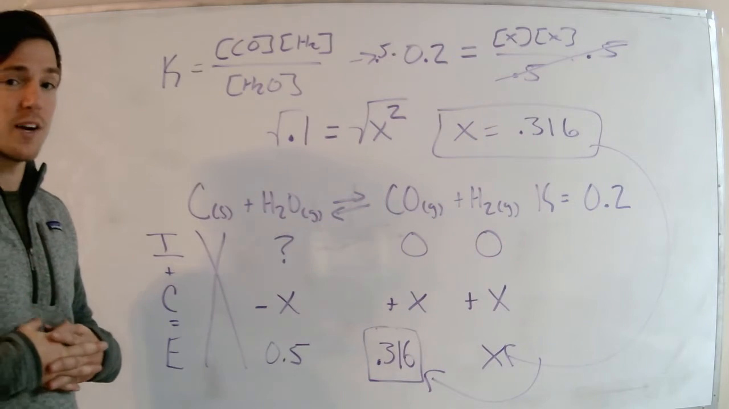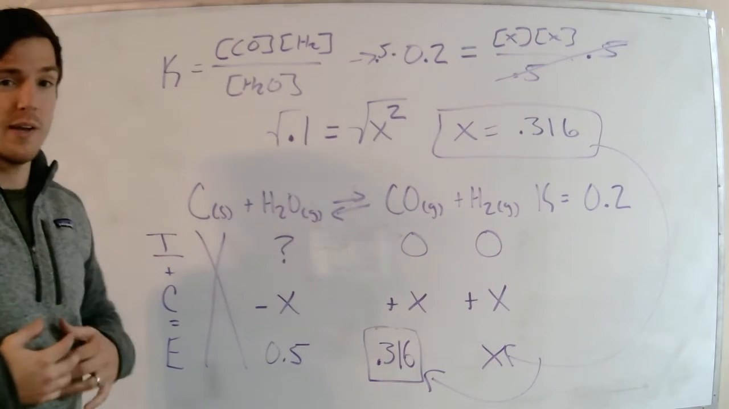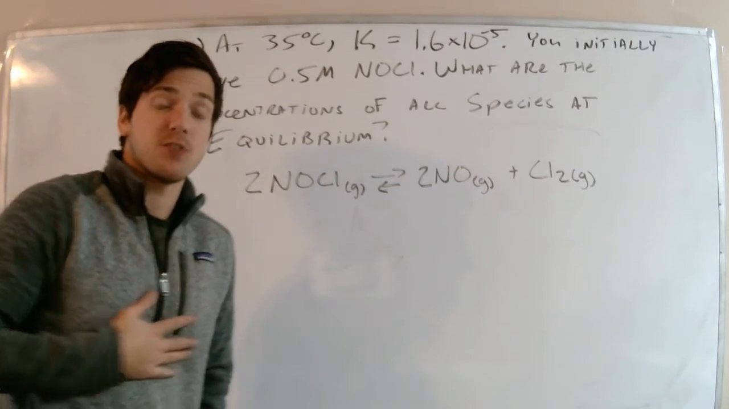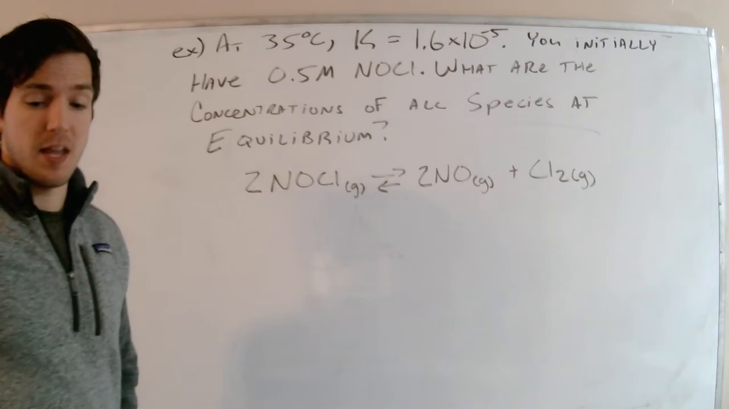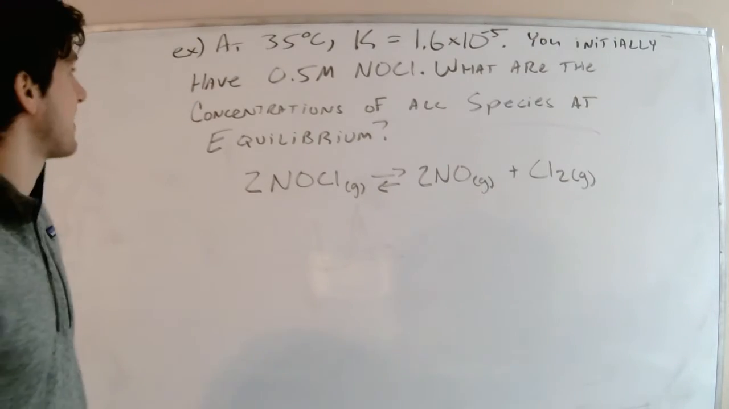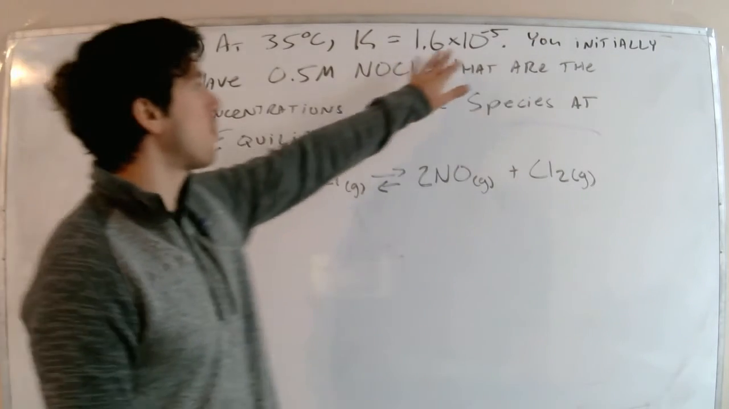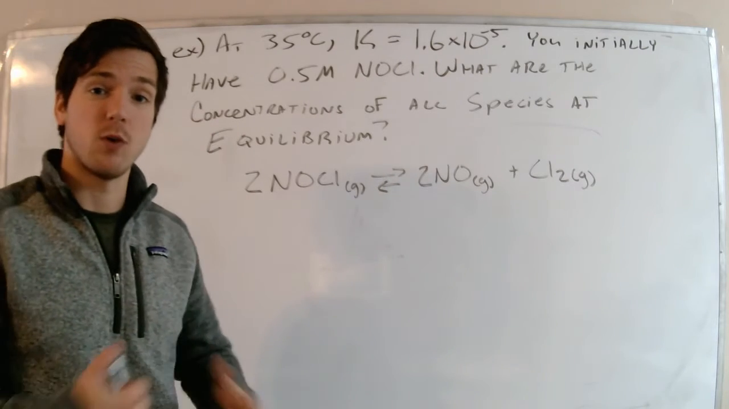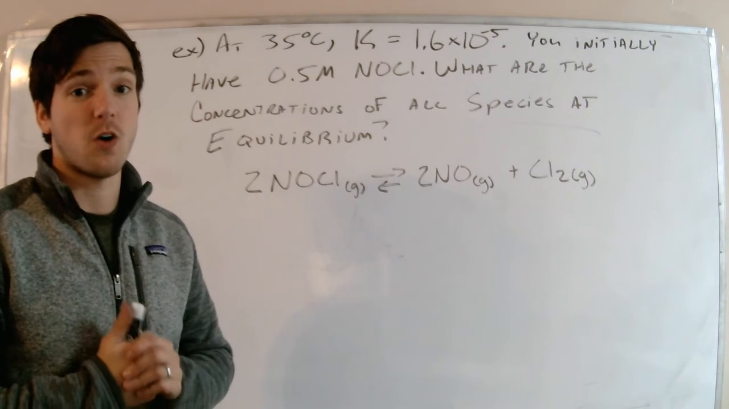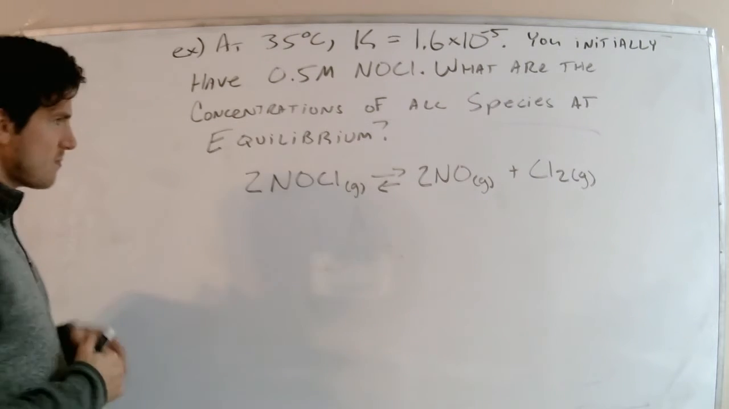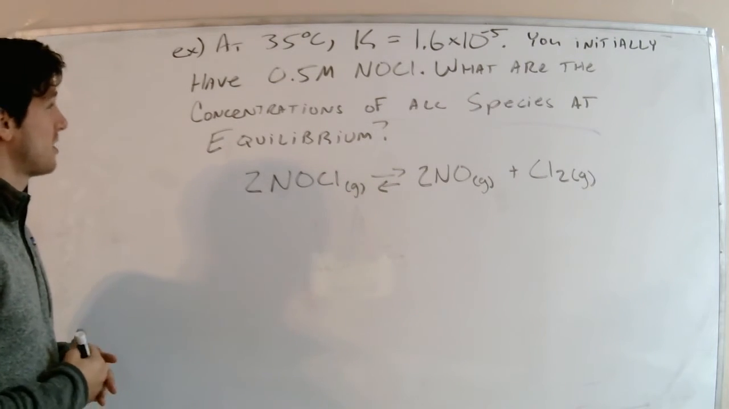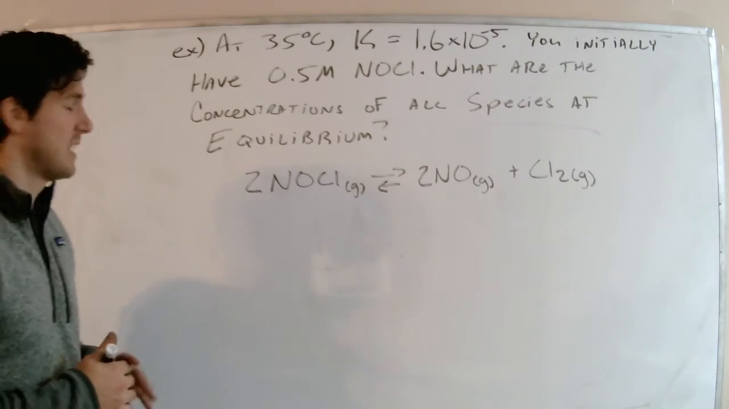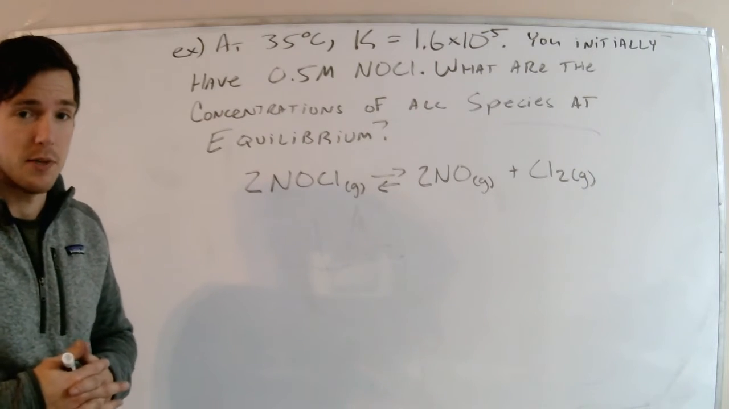Now let's do one where, if we get stuck algebraically at this point, there's a little trick we can do to help us solve the problem. Okay, so here is another example of ice tables. It says at 35 degrees Celsius, K equals 1.6 times 10 to the negative fifth. You initially have 0.5 molar NaCl. What are the concentrations of all species at equilibrium? So it wants to know all the species at equilibrium. It gives me a K and an initial concentration. I'm probably going to have to do an ice table here.